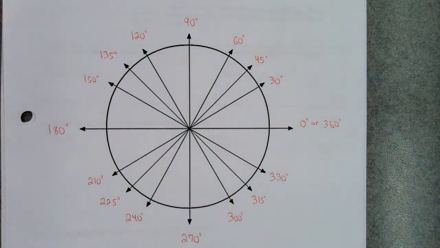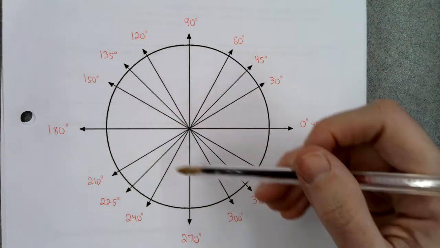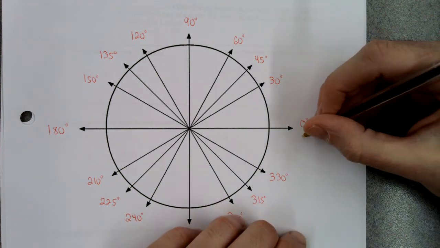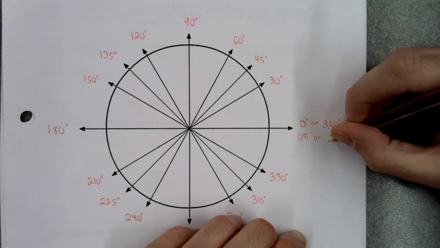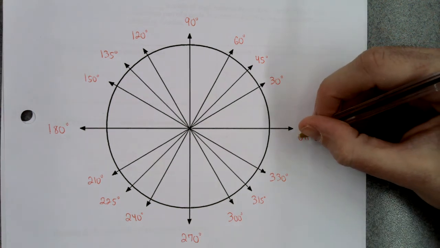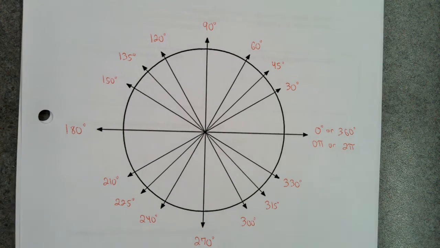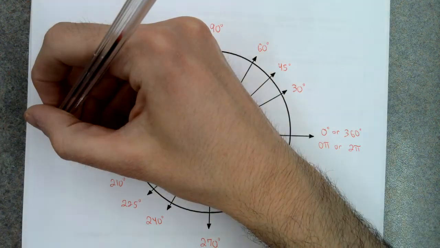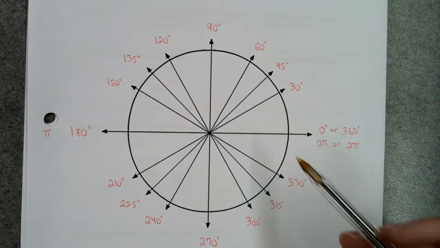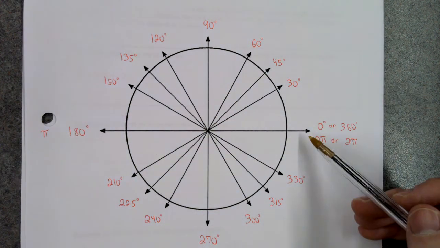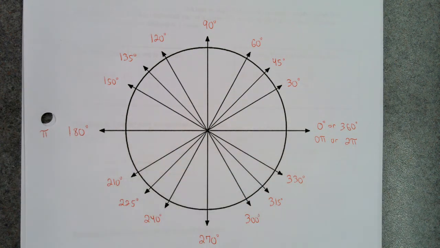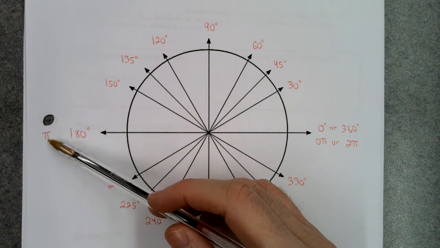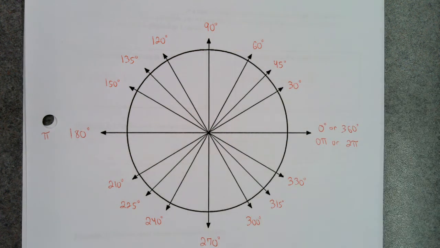So let's start off with the four main ones. 0 degrees is 0 pi, or 2 pi when you get to 360, which means that 180 has to be 1 pi. Think about it. If 0 pi is here, and when I get all the way around, I'm at 2 pi, then halfway has to be 1 pi. If that's 0 pi and that's 1 pi, then this one up here is going to be half of pi. But you don't write it like that. You write it as pi over 2.